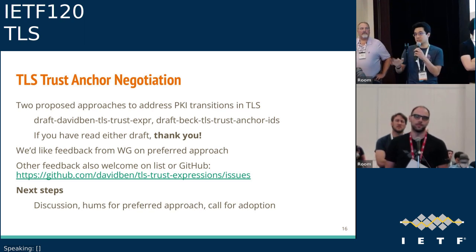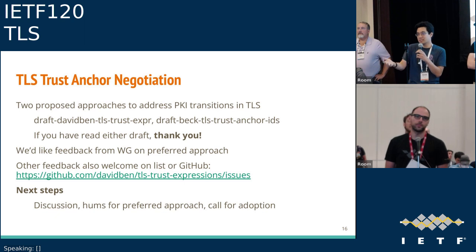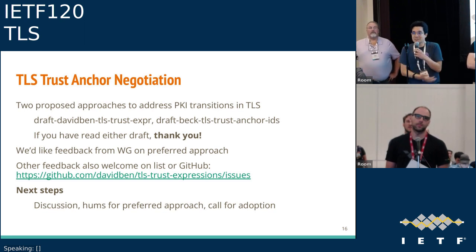So you're right, trust expressions does not handle that one as well. That's part of why they sort of coexist. So if you were okay sending two 100 byte names, you could just use the existing certificate authorities extension. Or we could do a bit of both and do the other one.